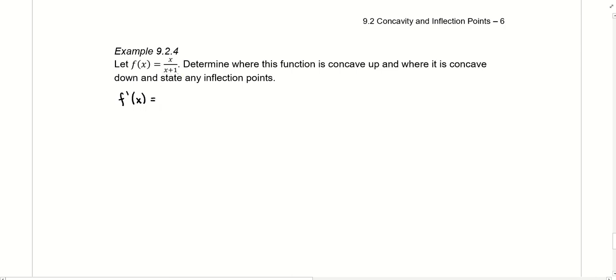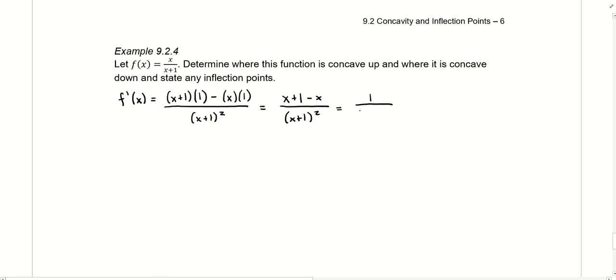All right, so it looks like we have a rational function here, so we're going to need to use the quotient rule when we take the first derivative. This is going to be our denominator times the derivative of our numerator minus our numerator times the derivative of our denominator over the denominator squared. So that's x plus 1 minus x over x plus 1 squared, which gives us a first derivative of 1 over x plus 1 squared.